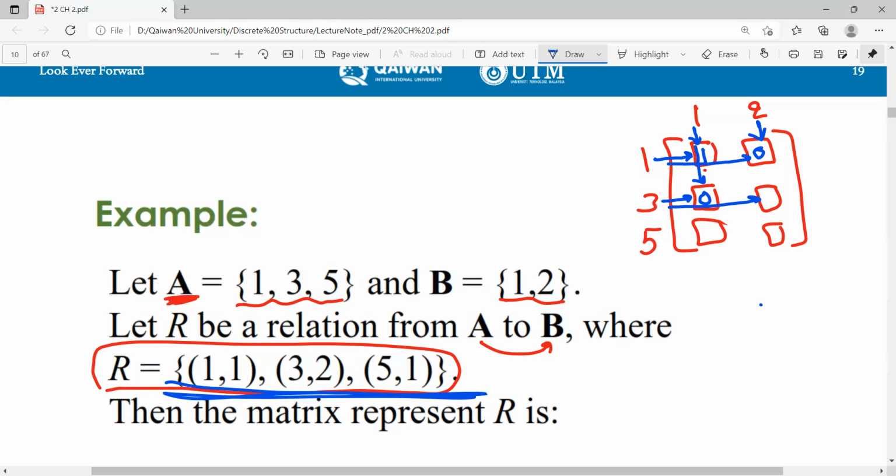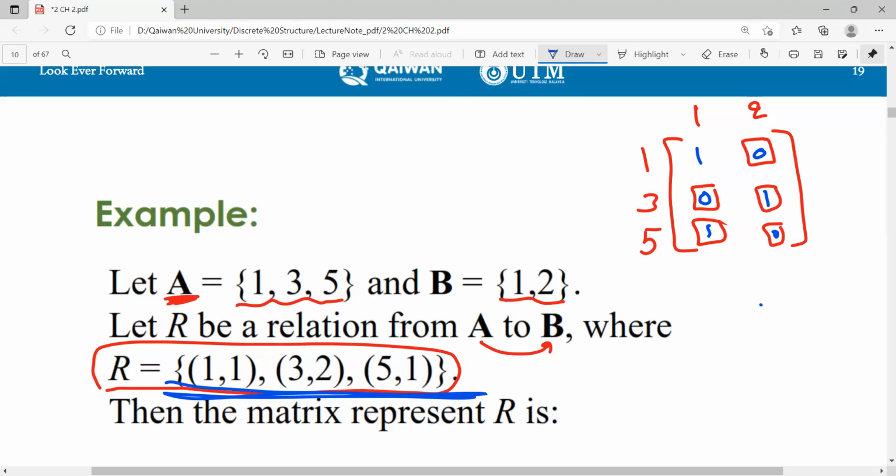How about 3 and 2? Do you have it? Yes, 1. Then 5 and 1. Do you have 5 and 1? Yes. How about 5 and 2? No. We write down 0. So let me clean it. This is 1 and this is 0.